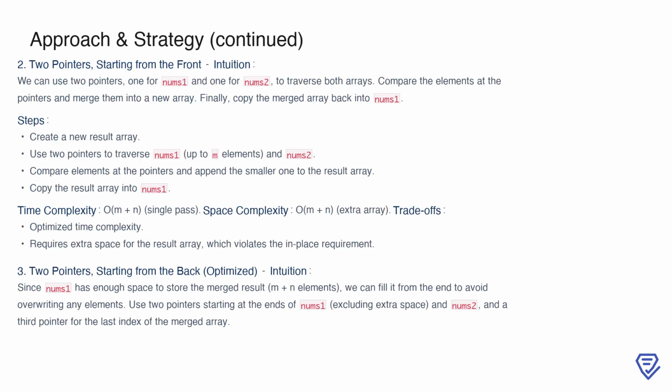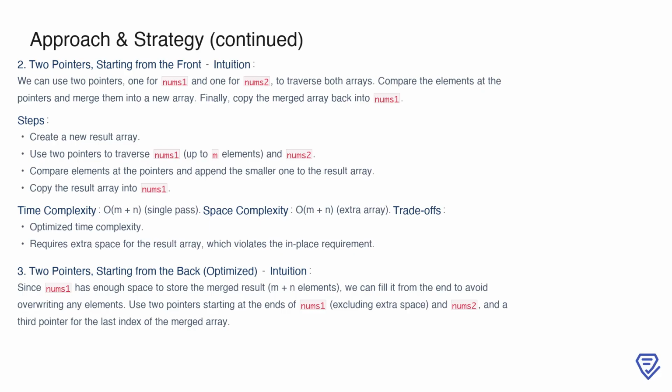Next, we consider an improved method using two pointers, starting from the front. The idea here is to use one pointer for nums1 and another for nums2, allowing us to traverse both arrays simultaneously. As we compare the elements at the pointers, we add the smaller of the two to a new result array. Once the traversal is complete, we copy the merged and sorted result back into nums1.